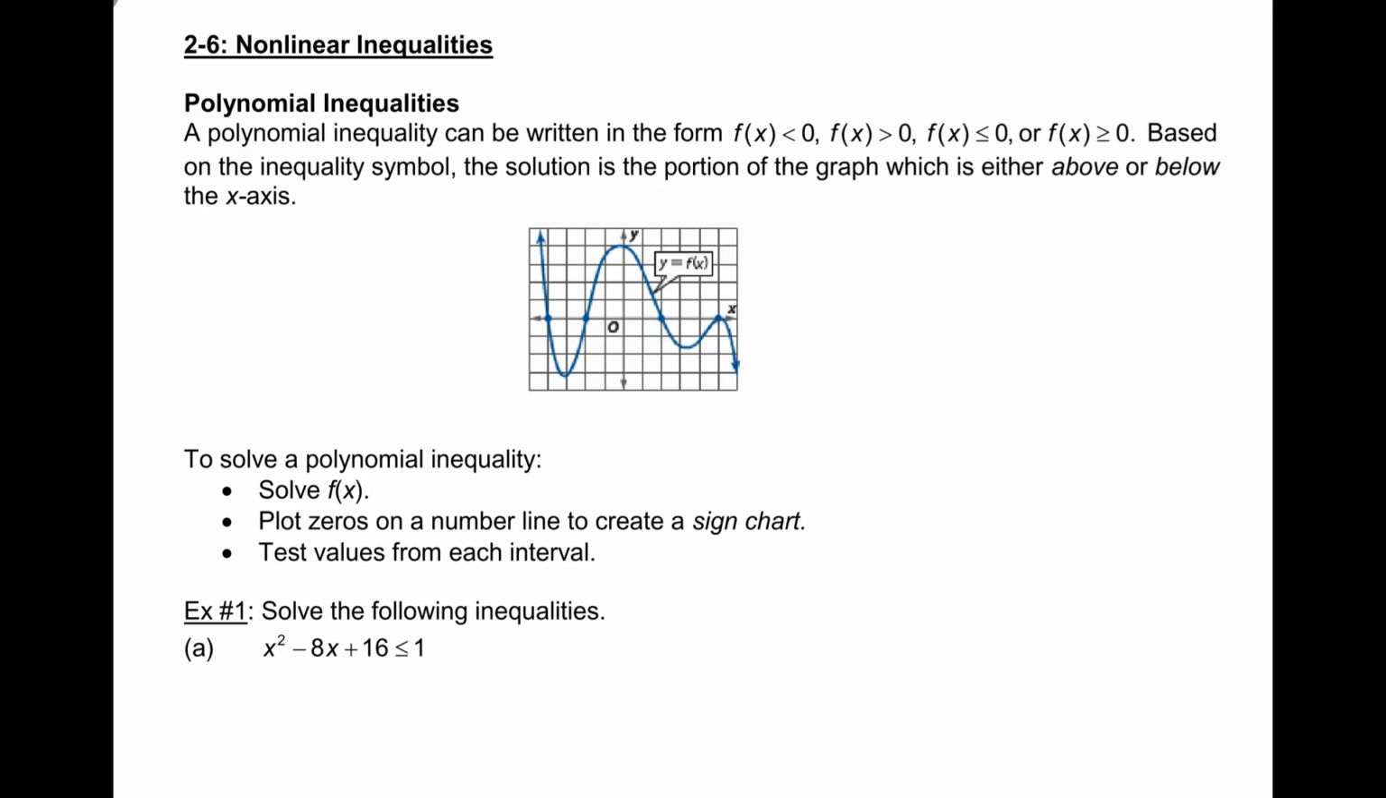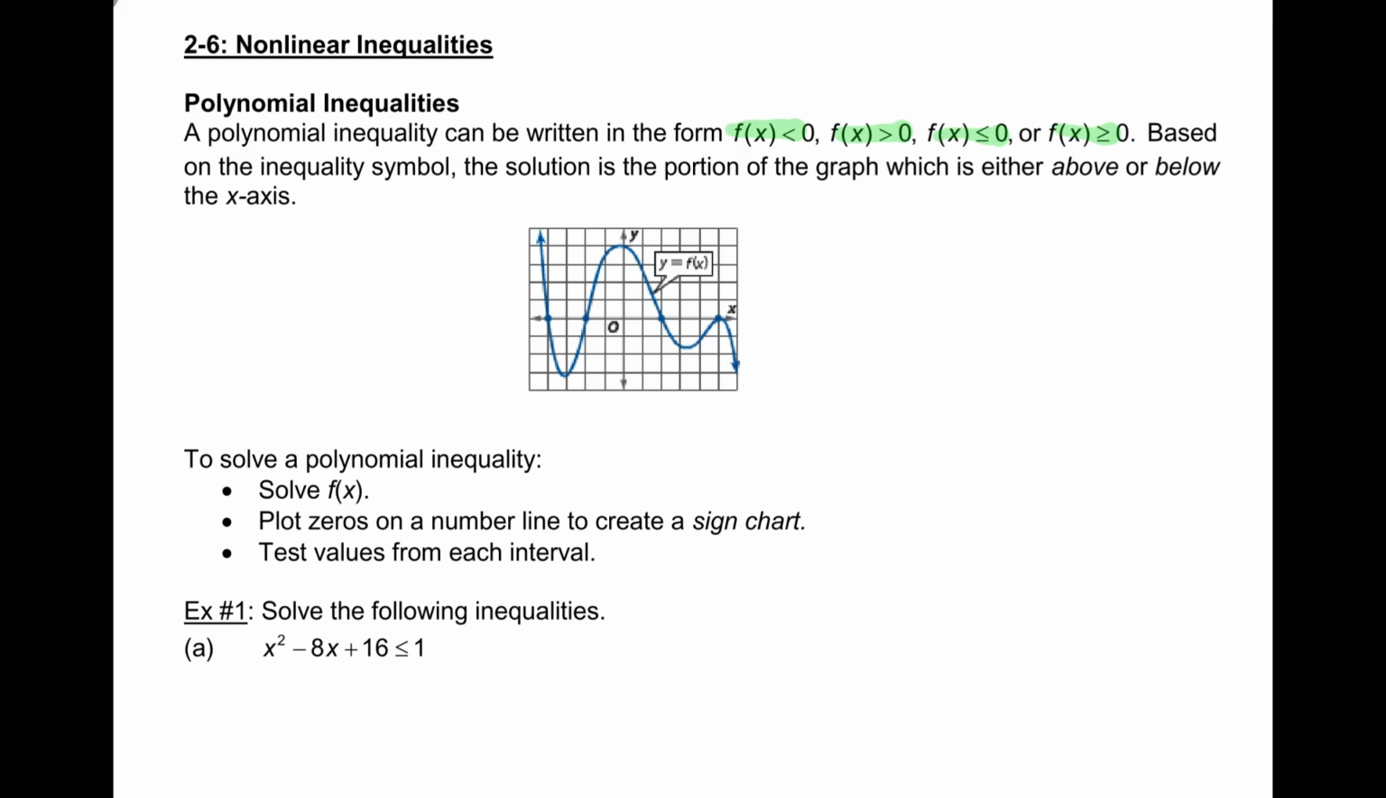So polynomial inequalities can be written in the form f of x is less than 0, f of x is greater than 0, or f of x is less than or equal to 0, f of x is greater than or equal to 0. Based on the inequality symbol, the solution is the portion of the graph which is either above or below the x-axis.